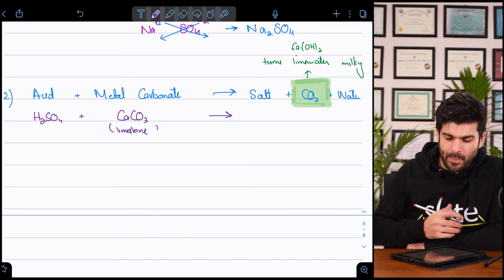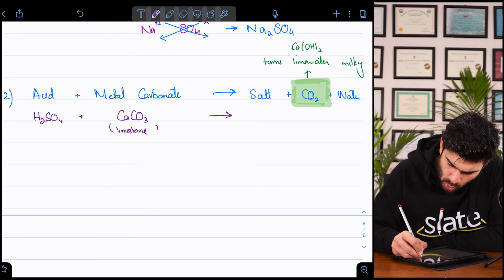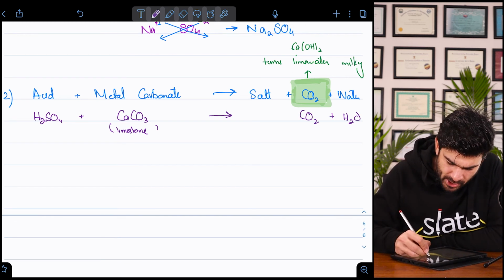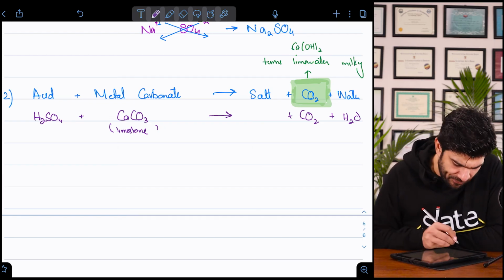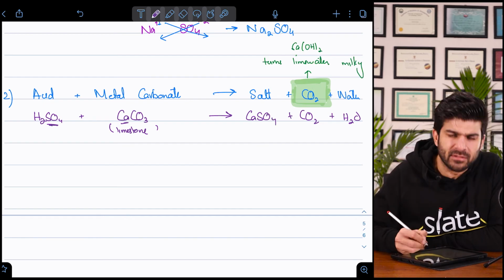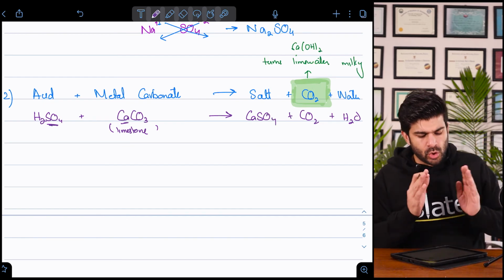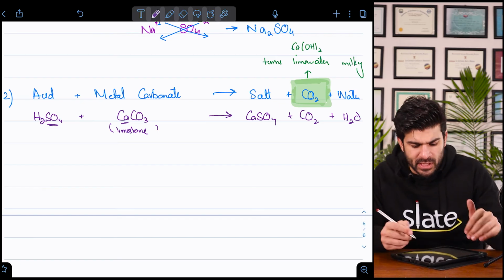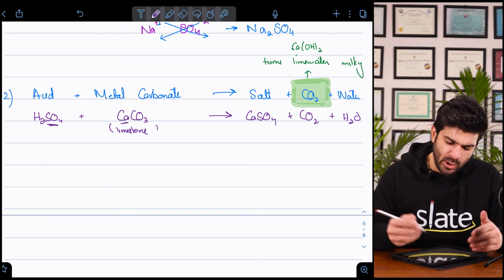So, what is going to happen? We get water, that's a compulsion. We get carbon dioxide, again, that's a compulsion. What are we left with? Just sulfate and calcium. So, calcium sulfate, it's a very basic one. So, in these reactions, take out the product which is definitely going to be there, which is carbon dioxide and water.